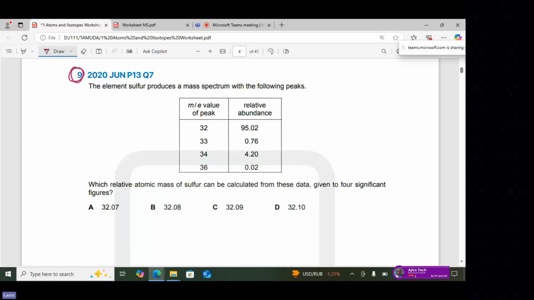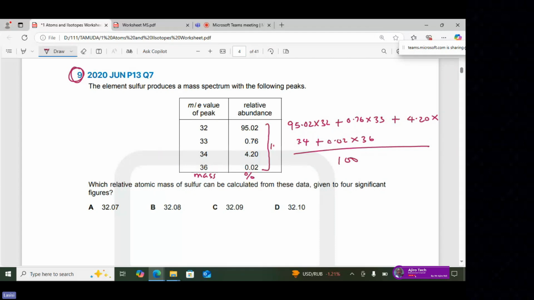This is the mass. Mass, okay. Percentage abundance. What will we have again? It will be 95.02 times 32 plus 0.76 times 33 plus 4.20 times 34 plus 0.02 times 36. Everything over 100. The total here is 100. So what do you get?